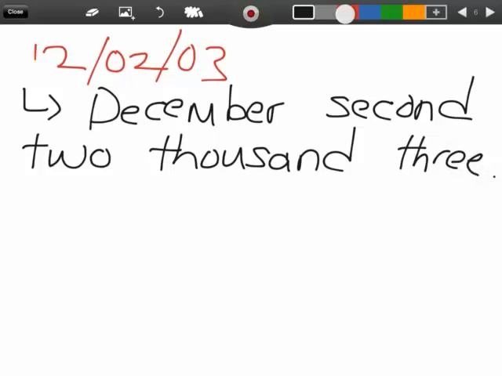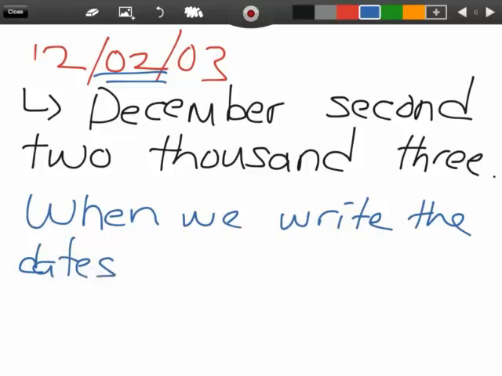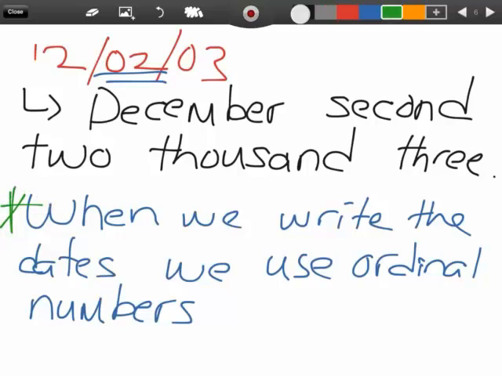If you noticed, when we write the dates, we use ordinal numbers. This is very important for you guys, so I'm going to go ahead and put a star here and read that to you one more time. When we write the dates, we use ordinal numbers.